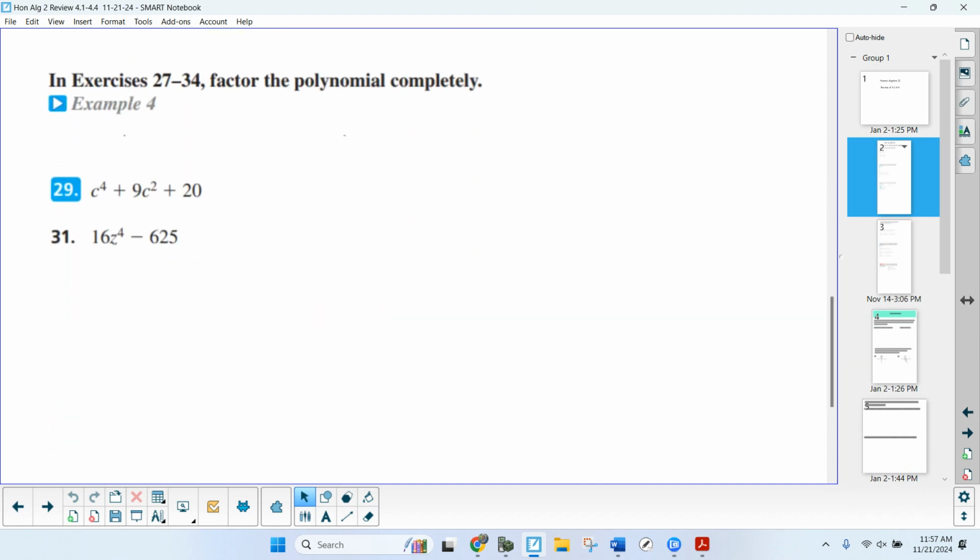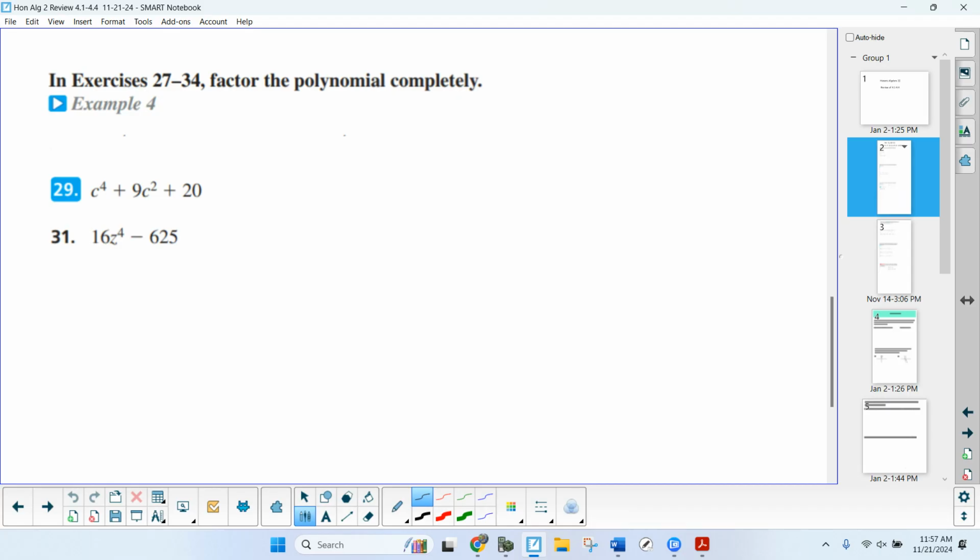Now, these ones. Factor completely. Remember, on this one, we said we can factor a trinomial if the degrees go 4-2 constant, 6-3 constant, 8-4 constant. You factor it like you've been factoring. So that one factored into c squared plus 4, c squared plus 5, and then you were done. 31's the one you said you didn't like?